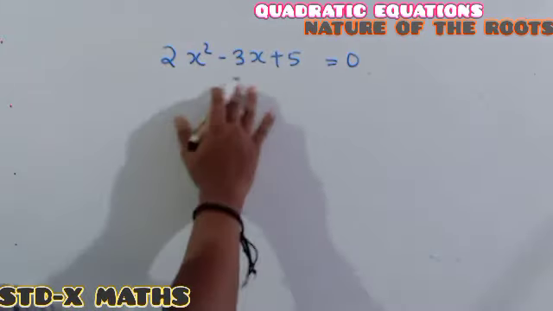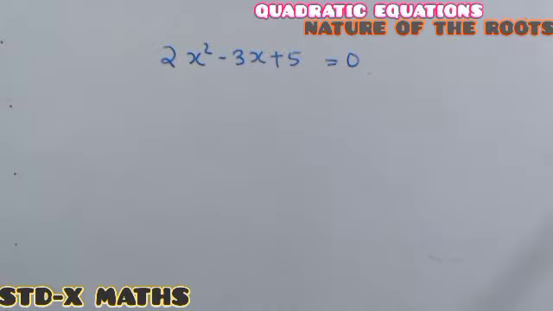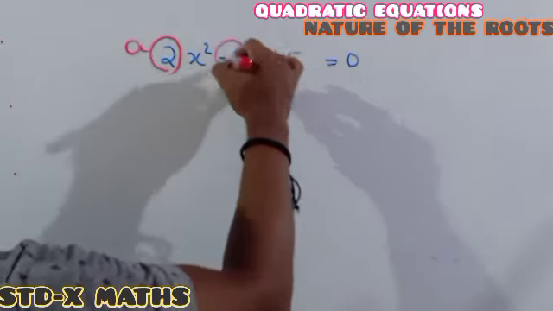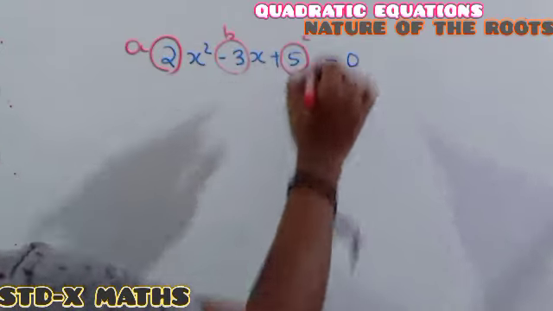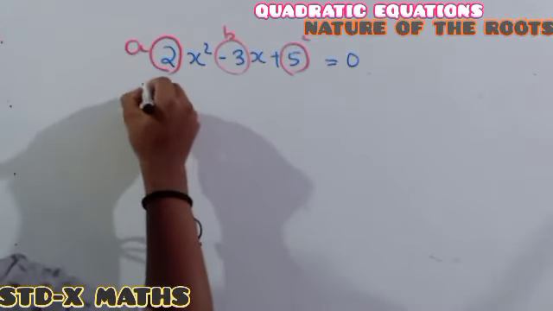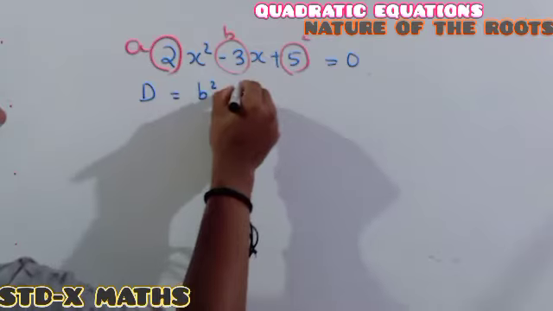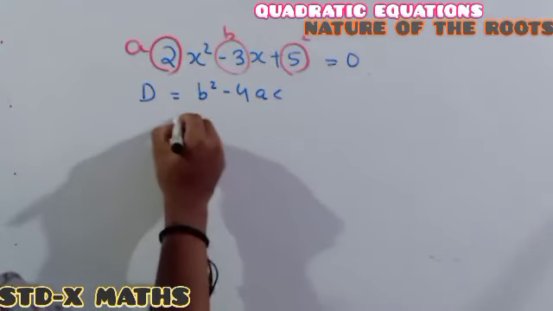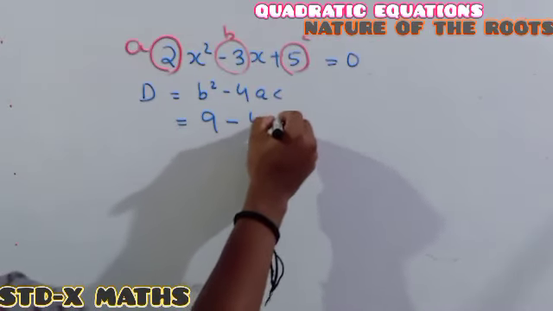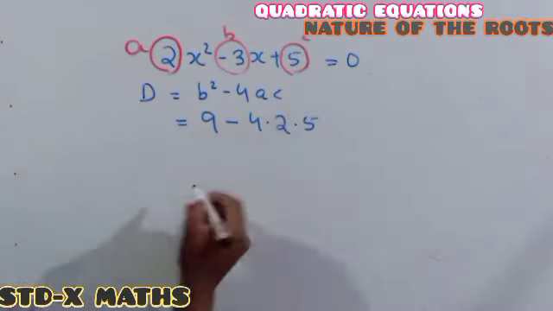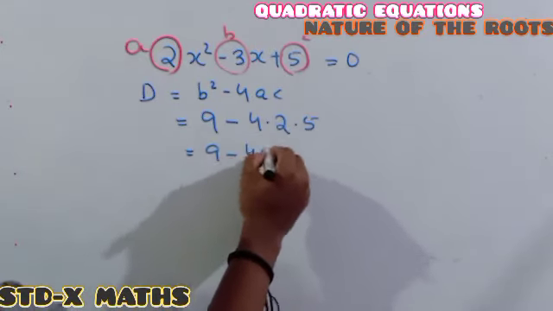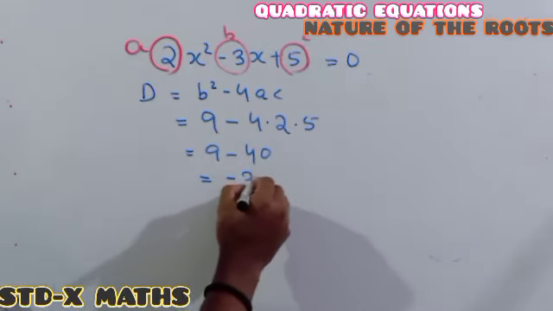Listen, to find the nature of the roots, before that you have to check which one is your a, which one is your b, and which one is your c. This one is our a, this one is our b, and this one is our c. So first we have to find the discriminant, and the formula for the discriminant is b square minus 4ac. Here b square means minus 3 square, which is 9, minus 4ac means 4 into a, which is 2, and c, which is 5. 4 times 2 times 5 is 40, so 9 minus 40 gives us minus 31.